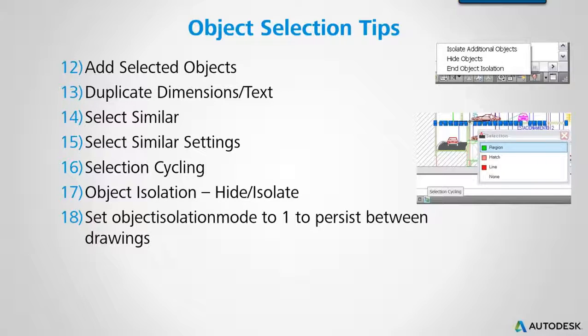If you are a CAD manager, I should point out that there is a system variable that you can use to override that object isolation mode. If you set it to 1 and you isolate objects or you hide objects and you leave the drawing and you come back, they will still be hidden. That's a super way to torture your coworkers. Don't do that. It's the holidays. Be nice. But nevertheless, you should be aware of that system variable because it's pretty lethal. It's a lethal system variable.